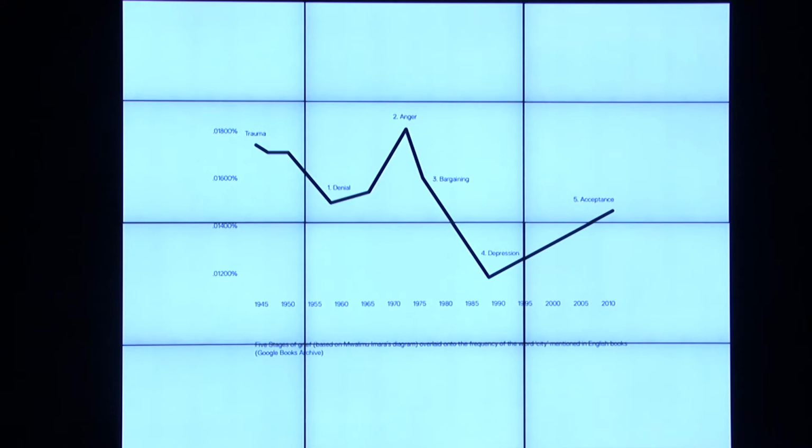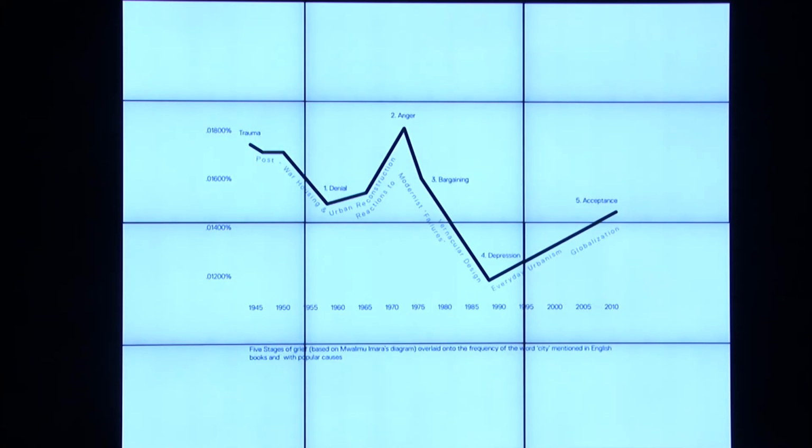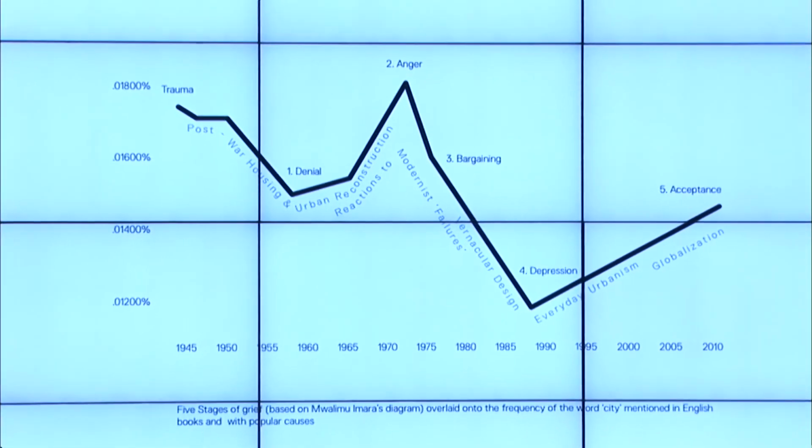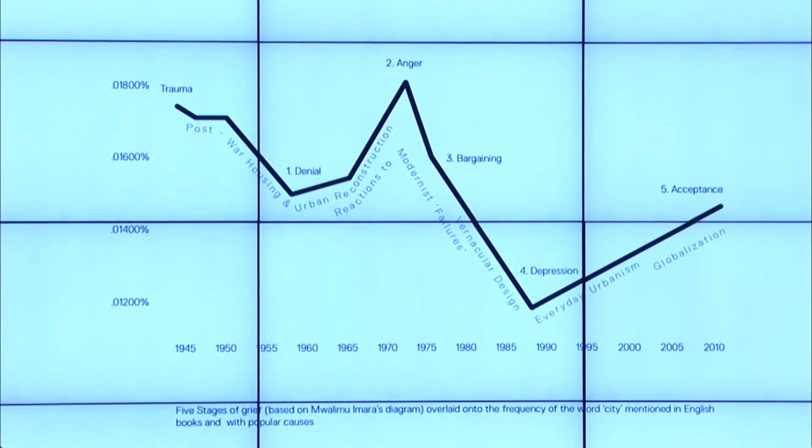So if you take this diagram of urban trauma, it also fits neatly across the line of architectural and urban discourse from 1995 to the present condition. So after the moment of trauma, post-war housing and urban reconstruction as a mode of denial, reactions against modernist failures as anger, vernacular design as bargaining and depression, everyday urbanism as further depression, and globalization as a form of acceptance.